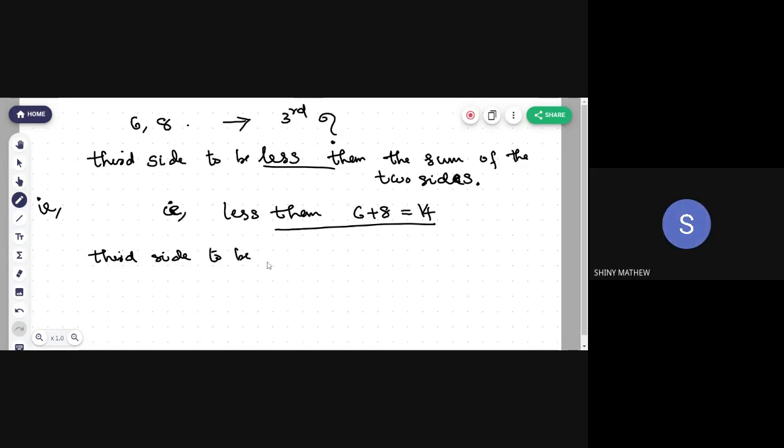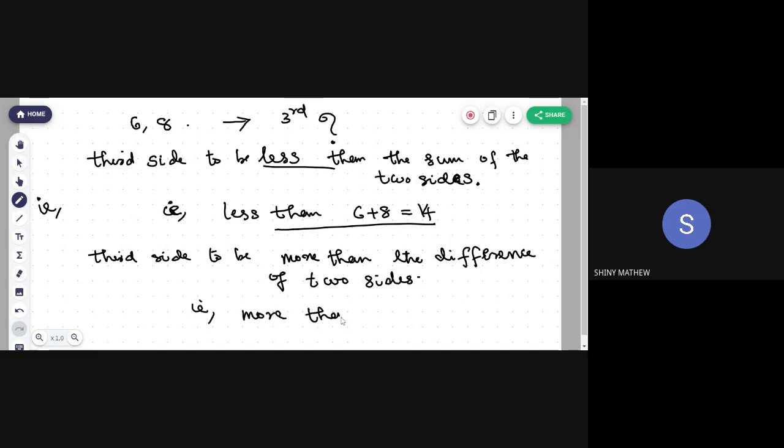Okay. Didn't understand? The third side has to be more than the difference of two sides. More than the difference of two sides. That is, more than. What is the difference of the two sides? We can subtract from the bigger number. That is 8 minus 6, that is equal to 2.